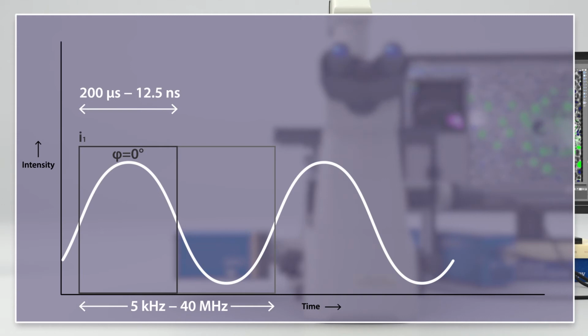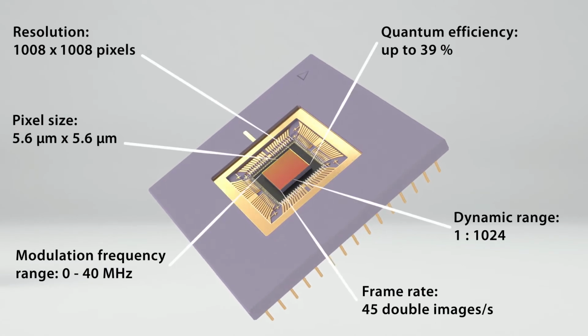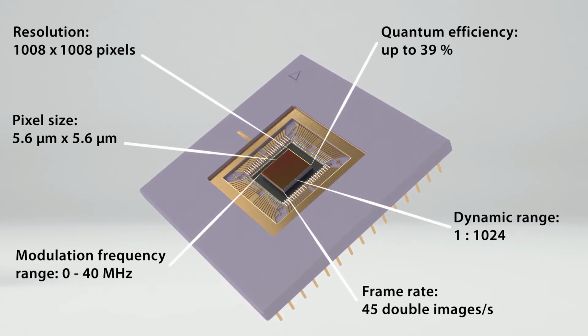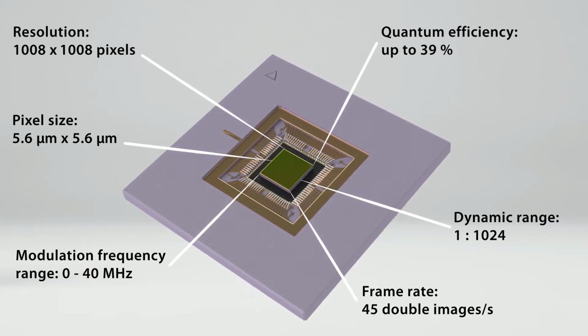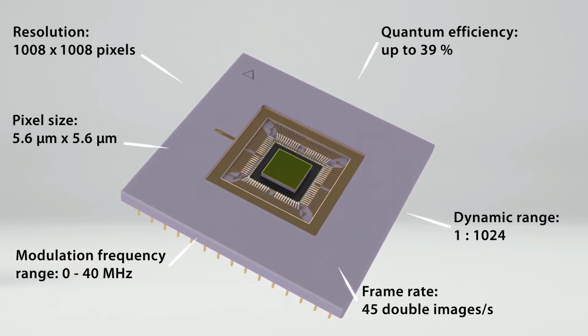The reconstruction of the emission signal by means of half-wave integration requires a fast modulatable image sensor. This is where the modulatable high-frequency sensor FLIM comes into play. It was developed by CSEM and PCO from 2007 to 2012.